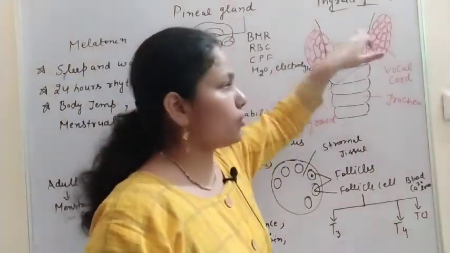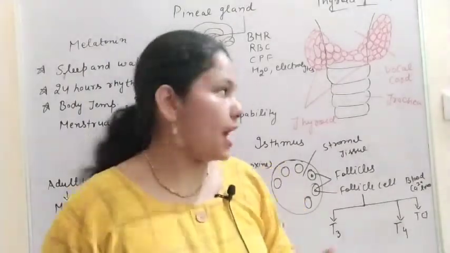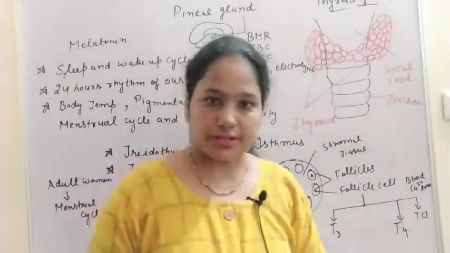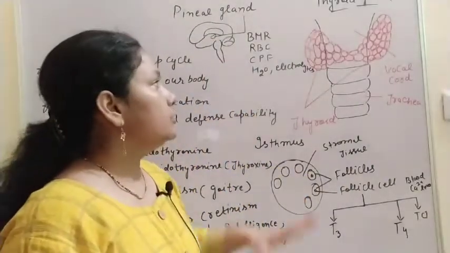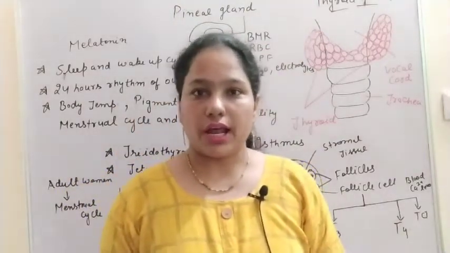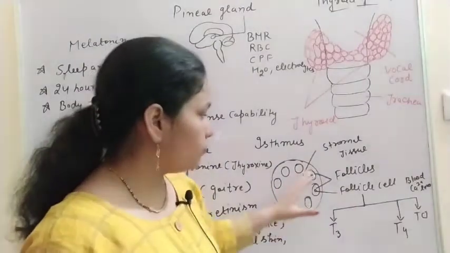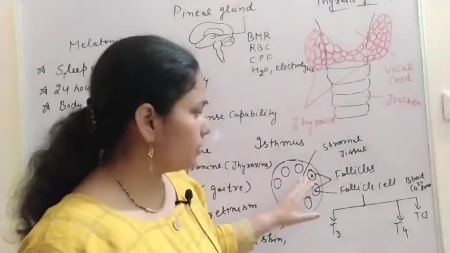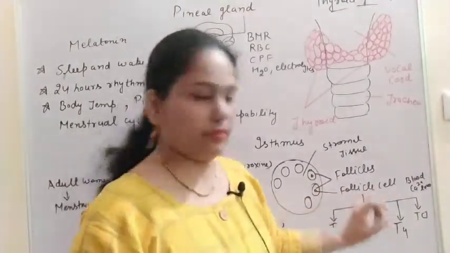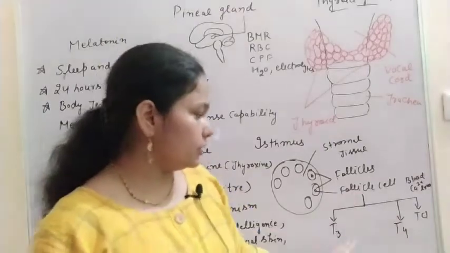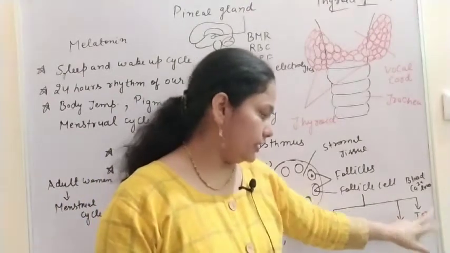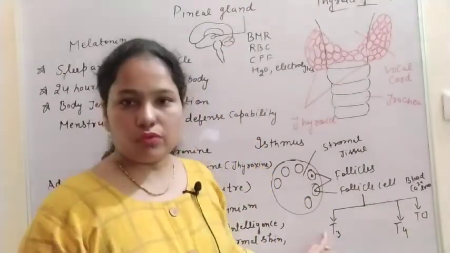Here you can see the vocal cord, the voice box, and that is the trachea. In the trachea, the rings of cartilage are present. After that, when we do the cross section of the thyroid gland, in the thyroid gland there are various follicles having the stromal tissue, and each follicle has follicle cells, and those follicle cells secrete the hormones T3, T4 and TCT. So T3, what is the full form of T3?